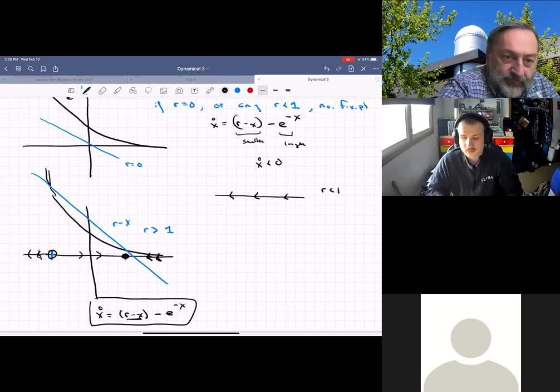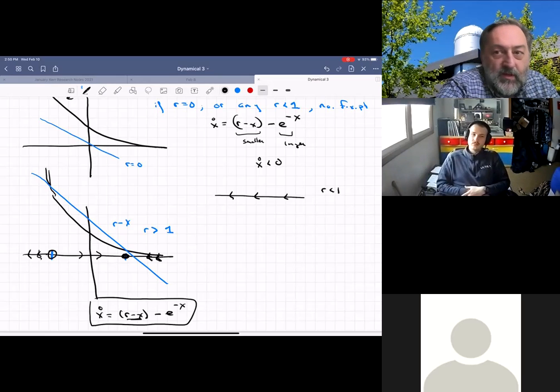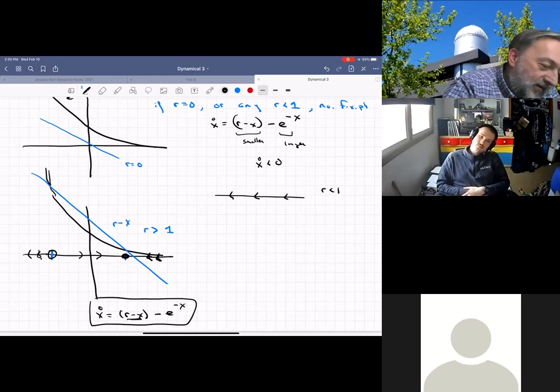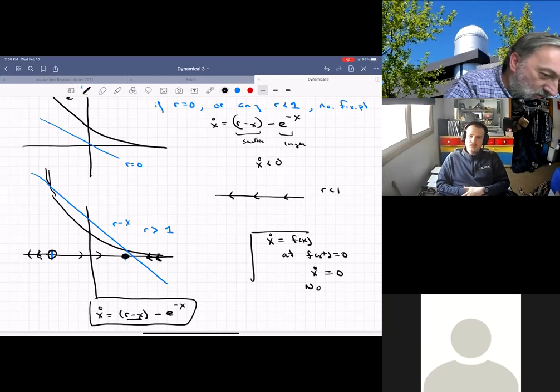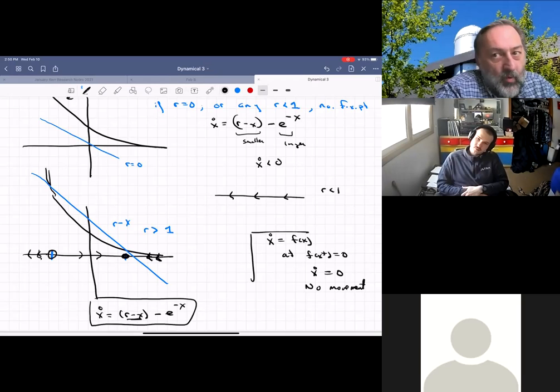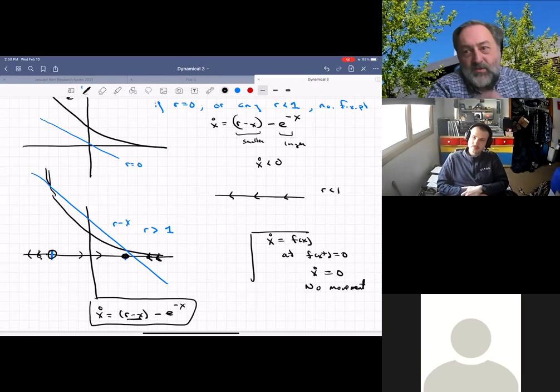Okay, so the fixed points. How should I think about this? I have x dot is f of x. So at f of x star equals 0, x dot is equal to 0, and I have no movement at all. So if I'm at a fixed point, whether it's stable or unstable, if I start exactly at that fixed point, I stay there.